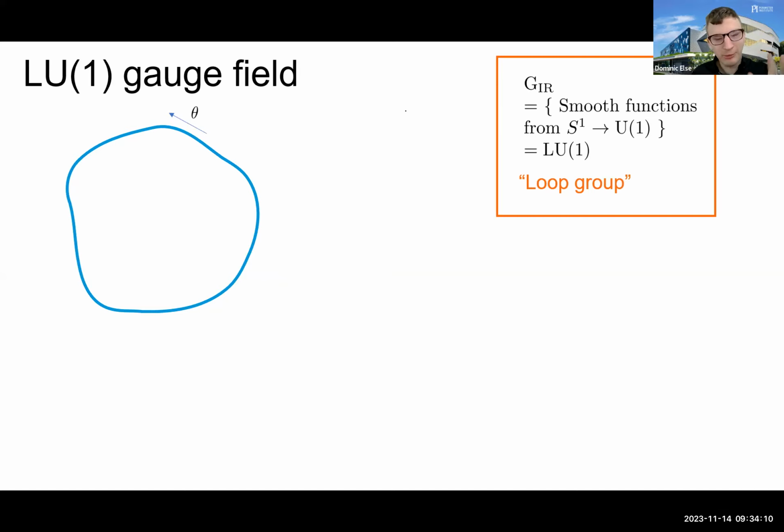So let me just be more precise about what all these things mean. I said that we want a gauge field for the LU1 symmetry. So what is such a gauge field? This is the definition of LU1.